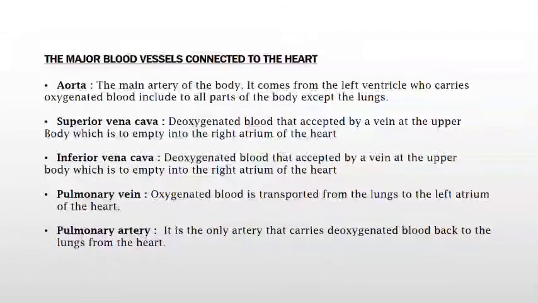The major blood vessels connected to the heart. The first one, the aorta. The main artery of the body, it comes from the left ventricle and carries oxygenated blood to all parts of the body except the lungs. The second one, the superior vena cava. The deoxygenated blood that is accepted by a vein at the upper body, which empties into the right atrium of the heart.